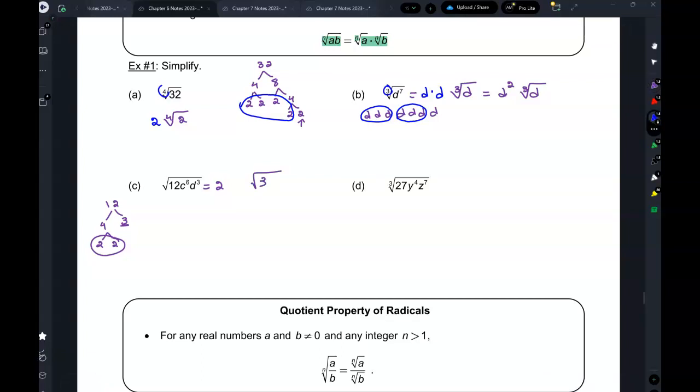C. We were doing this yesterday. C to the 6, and this is a 2. Remember what we said was you could do 6 divided by 2, so this will be C cubed. Okay, what about the D? You can't divide 3 by 2, right? So let's just do what we did before. I have 3 D's. You can group them by 2's, so one pair of D's come out, one stays in.